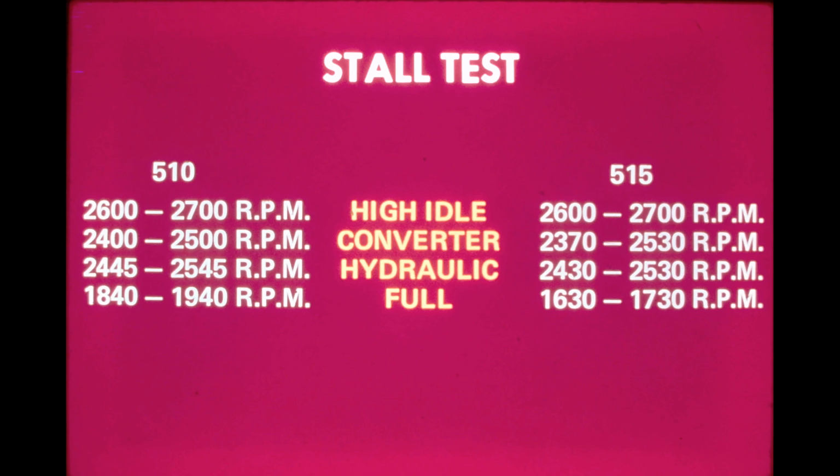The 510 and 515 rated stall speeds are shown on the illustration. The three stall checks are very informative to the serviceman when compared to each other. For example, if engine RPM drops below specifications for the full stall check, an engine problem is indicated.